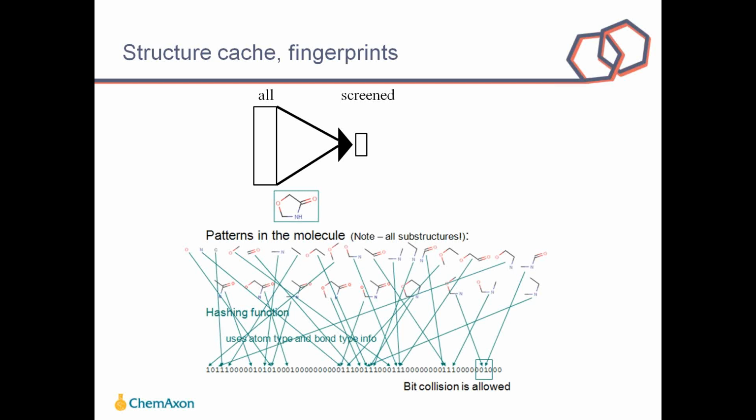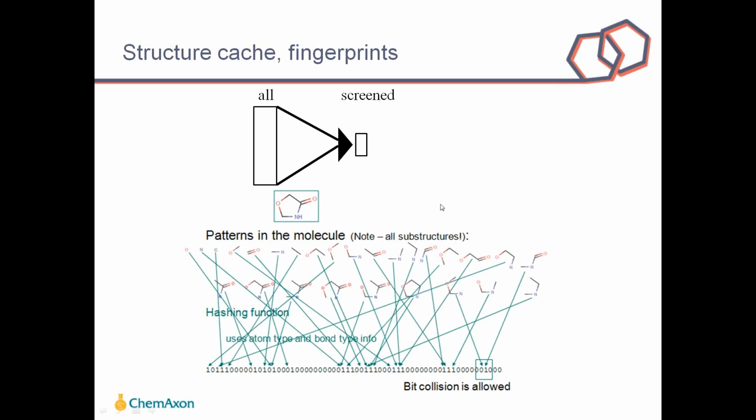And then we map these substructures to a bit in a long bit stream. If a substructure is present, then we set its bit in the bit stream to 1, otherwise it remains 0. It is possible that, as seen in the bottom right corner, some bits collide, but that doesn't matter.